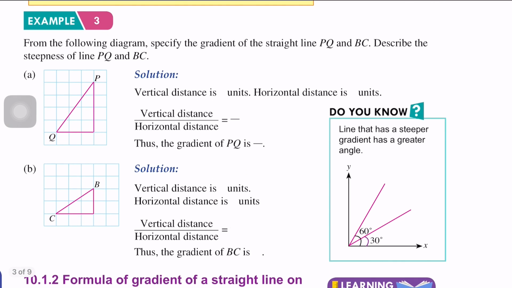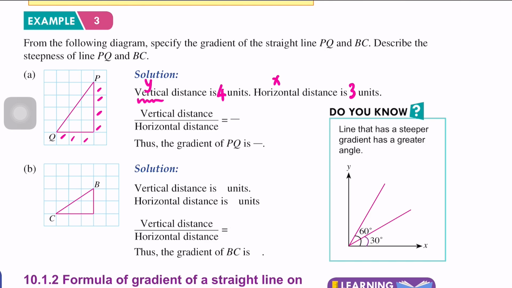Next, example 3. From the following diagram, specify the gradient of the straight lines PQ and BC. Describe the steepness of the lines PQ and BC. So the solution. What is vertical? We can imagine vertical is the y axis. Calculate the vertical distance: 1, 2, 3, 4. So vertical distance is 4 units, while horizontal distance is x: 1, 2, 3. So 3 units.